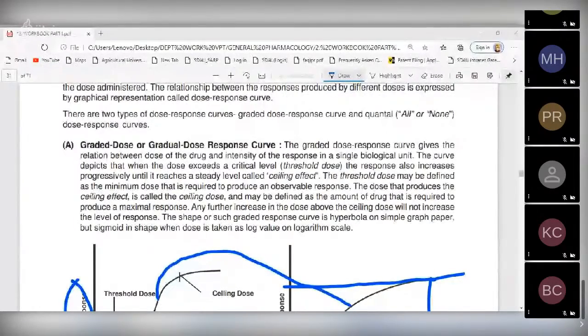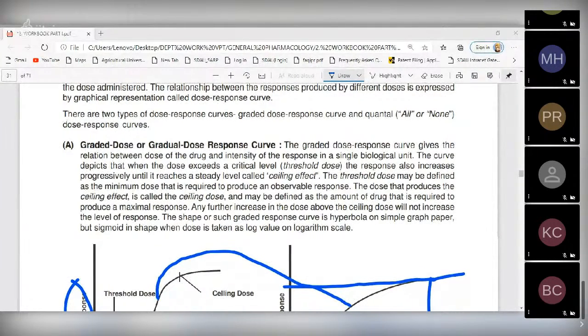What we can see, there are two types of graded dose response curves observed. One is the hyperbola shape, another is the sigmoid shape. The sigmoid shape is observed on the semi-logarithmic graph paper. The different components of the dose response curve are threshold dose, then ceiling dose, ceiling effect. So these are known as different components of the graded dose response curve.